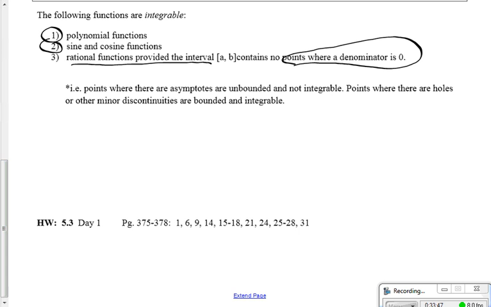If I make a quick drawing here of the function 1 over x, why is it a bad idea to find the area between 0 and 3 on this function? What happens here? We've got an asymptote. There's not a bound on the area. There are going to be some methods to approximate that, but we're not going to go there just yet.